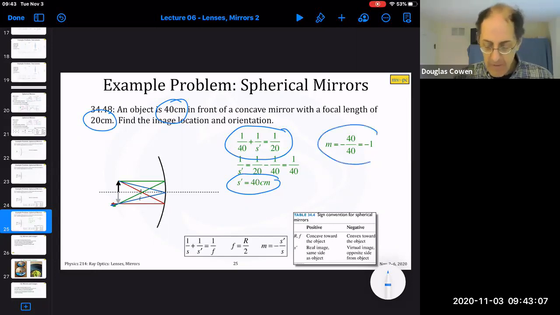And finally, we can calculate what the magnification is. That's just minus S prime over S. And so because S prime and S are both 40, we get minus 1 for the magnification, which says that the image arrow is the same size as the object arrow, but it'll be inverted in direction relative to the object. And that's exactly what we see over here in this drawing. And that's what ray tracing strongly suggested to us would be the case.